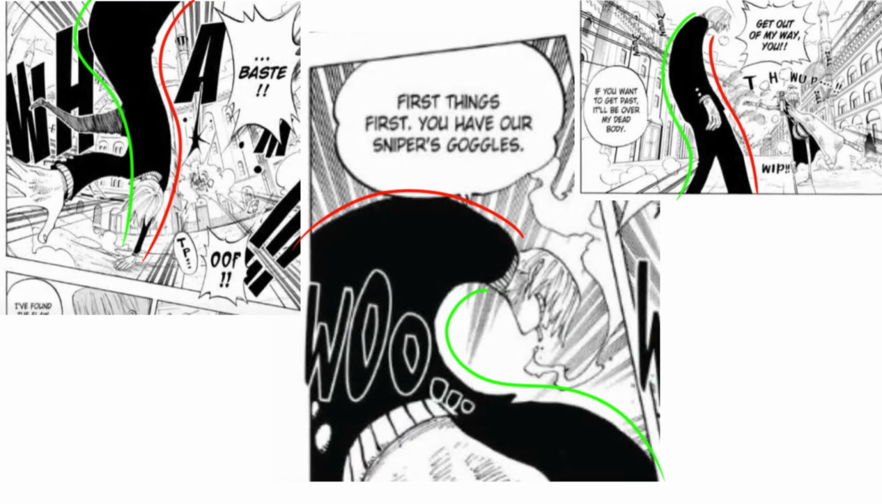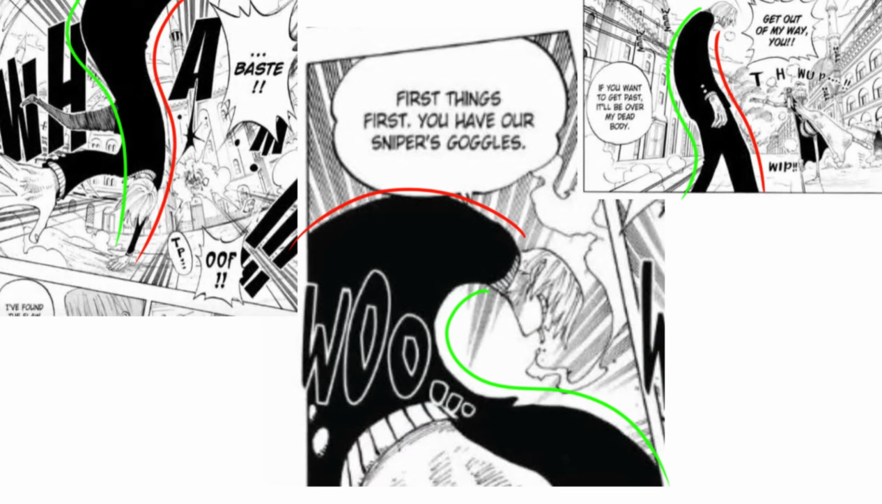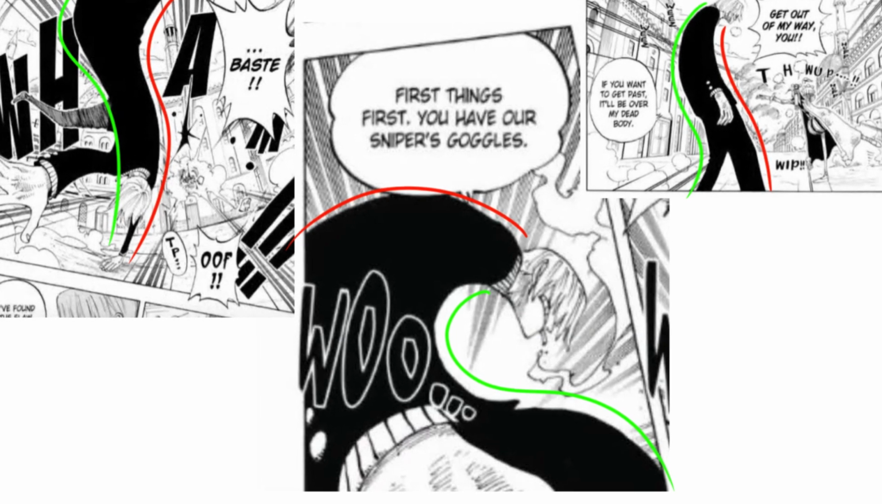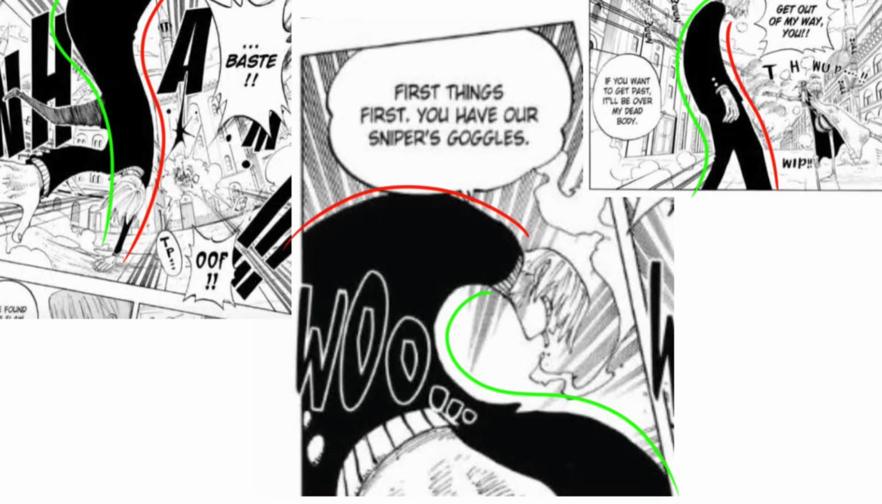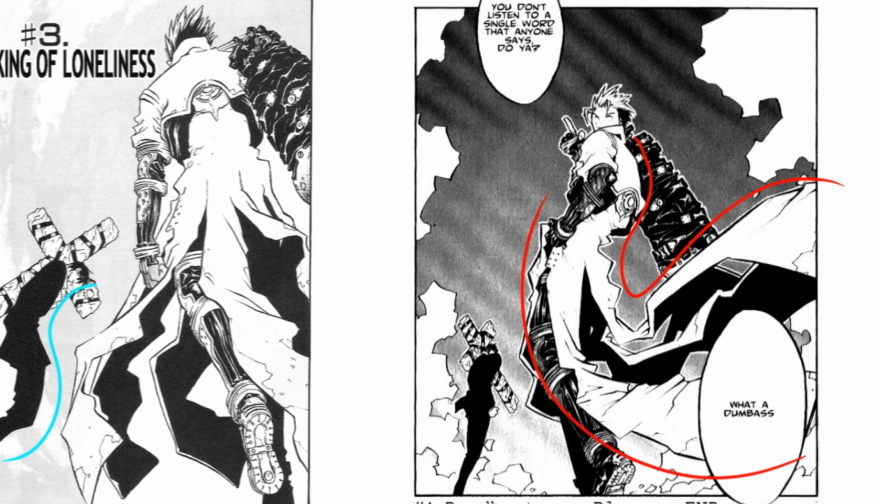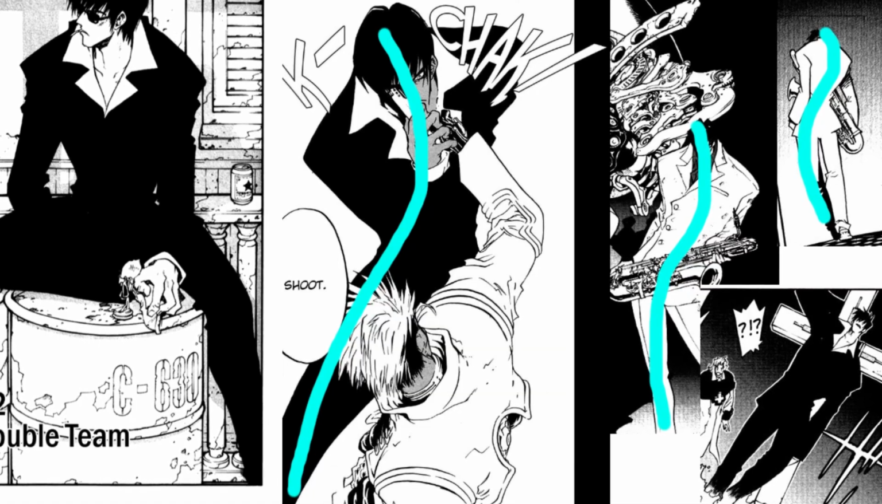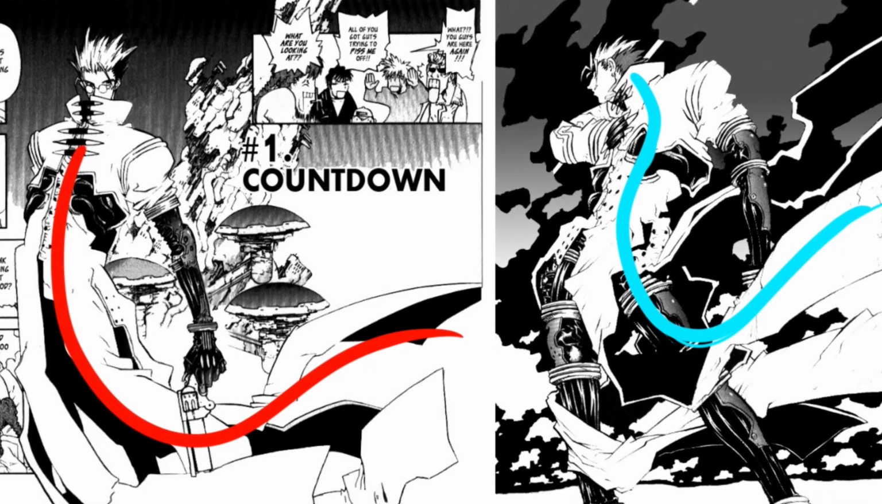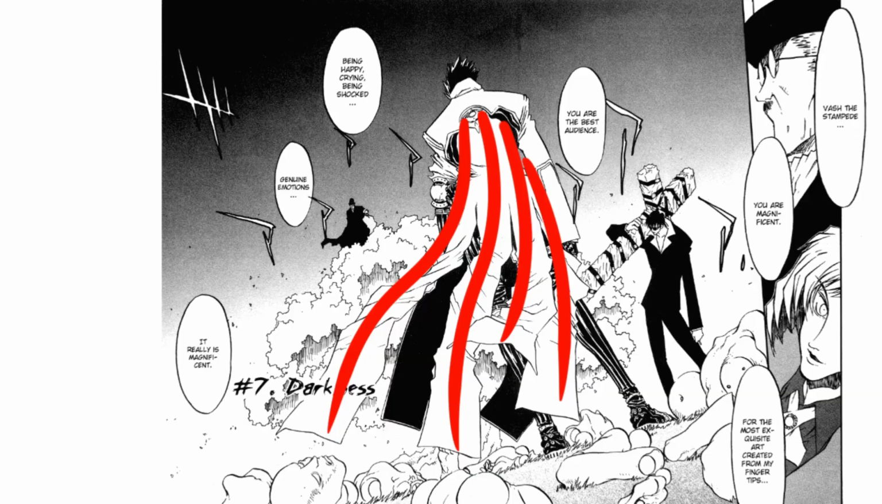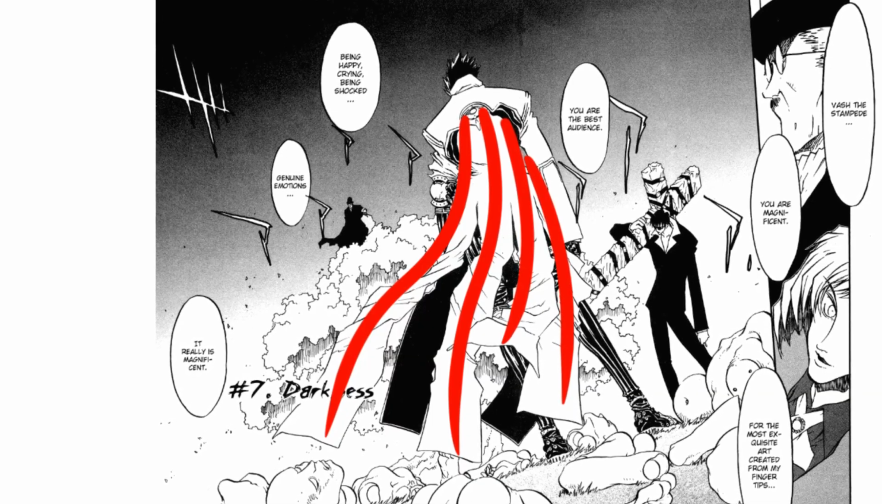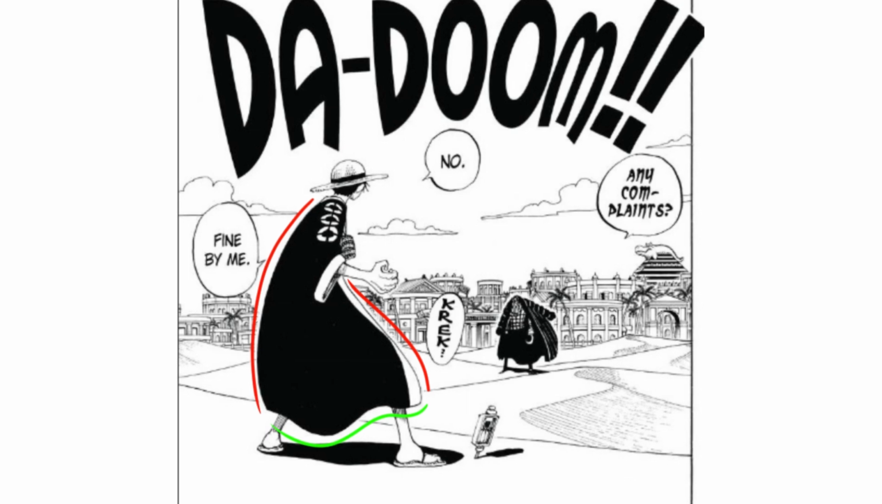I don't know the extent of what counts for this technique, but I believe that any character standing in an S or C curve pose would count as well. One Piece and Trigun do that. I named some One Piece examples earlier, so here are some Trigun ones. There's Wolfwood pointing the gun at himself, Vash standing dramatically, Vash and Wolfwood walking, and a couple panels of Wolfwood standing dramatically. Those are the techniques that I have found so far.